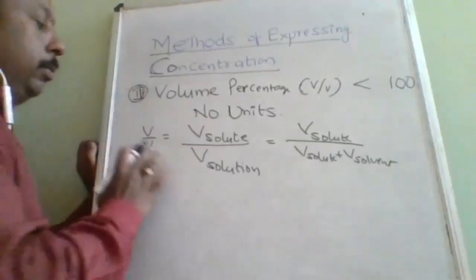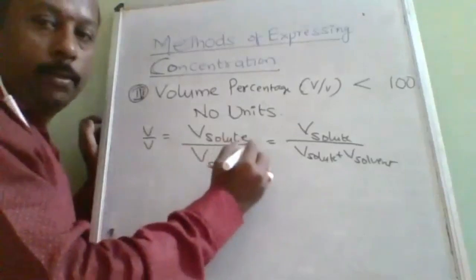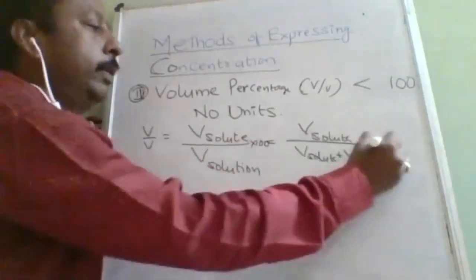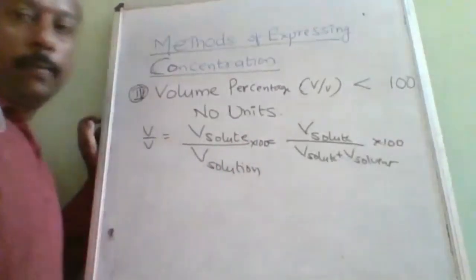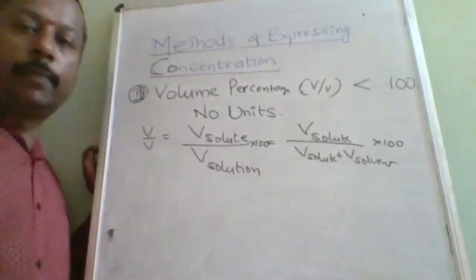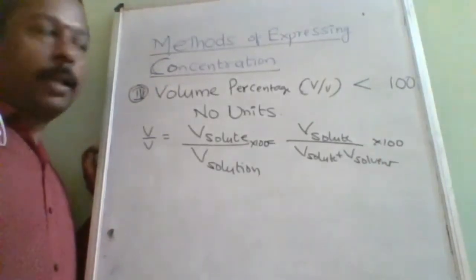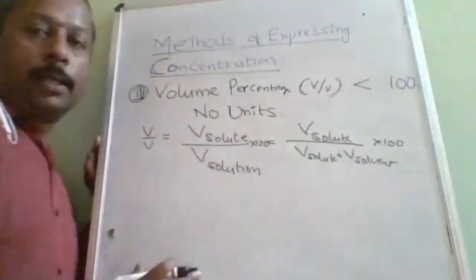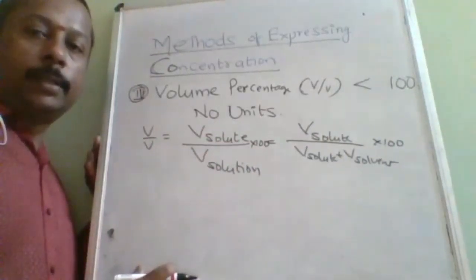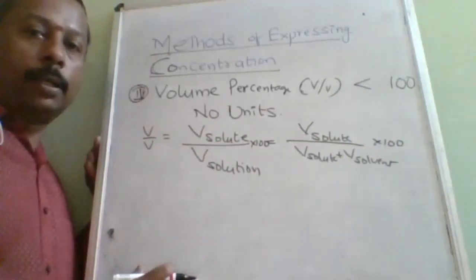Now, what additionally will we do here? We will just multiply with 100. When you convert a fraction into a percentage, simply multiply the previous value by 100. Again, this value cannot be more than 100, and if it is 100, then it means it is in pure state. Is it understood?